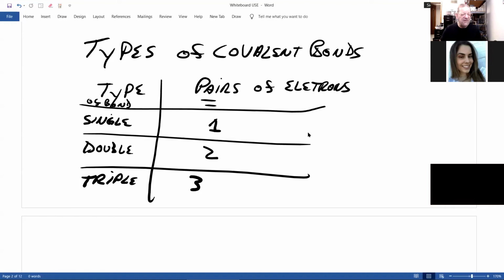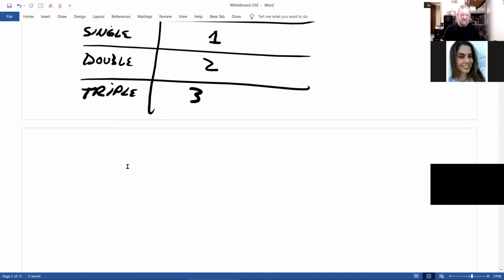So everybody, all together now with Dr. White, the first type of covalent bond, what is it? Single bond. How many pairs of electrons does it involve? 1 pair. Second type of covalent bond, double bond. How many pairs of electrons does that involve? 2 pairs. And the last type, triple bond, and it involves 3 pairs. So single bond, 1 pair of electrons, double bond, 2 pair, triple bond, 3 pair.